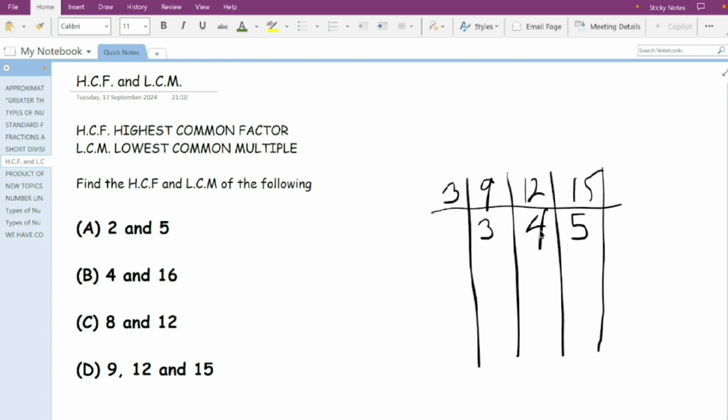And on the next set of values, 3 can go in. Then the next prime number is 5. 5 can only go in 5. So therefore, there's no common prime number that can commonly divide the 3 of them. So the HCF of 9, 12, and 15 is just 3, since 3 is the only number that can go in 3 of them.